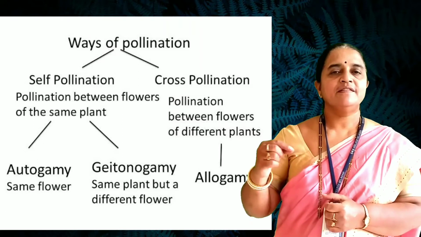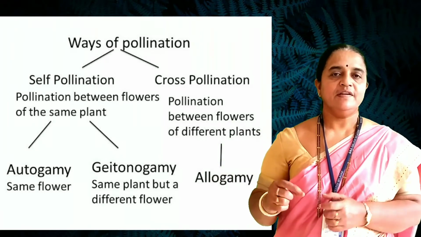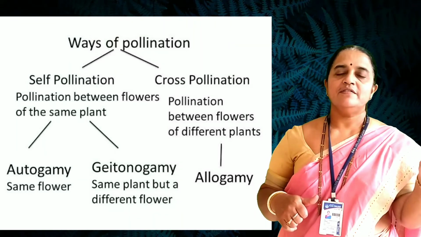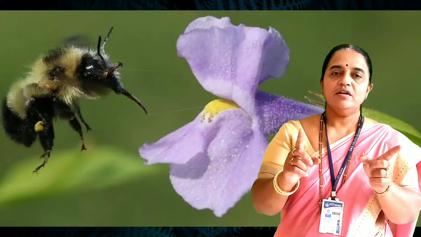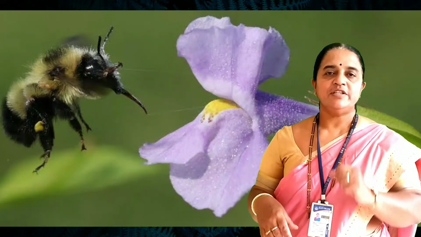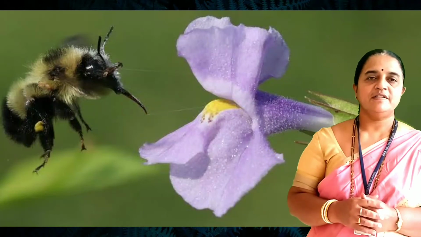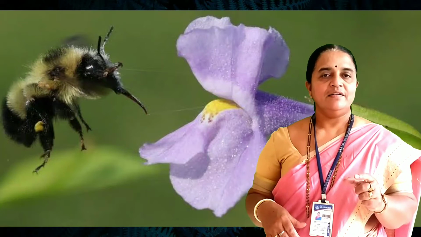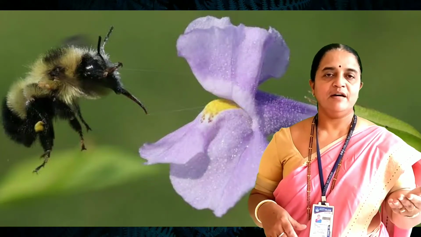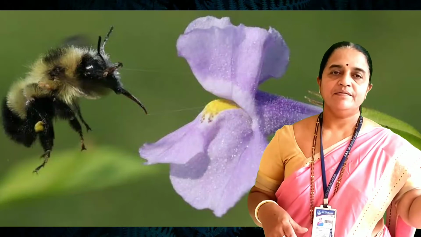It always brings out variations. Here, the microspores are transferred from the anther to the stigma of another flower growing on a different plant, but both plants belong to the same species. For cross-pollination or allogamy, to transfer microspores, they require agents. Now there are two types of agents, abiotic and biotic. Abiotic agents are non-living agents, for example, water and wind.